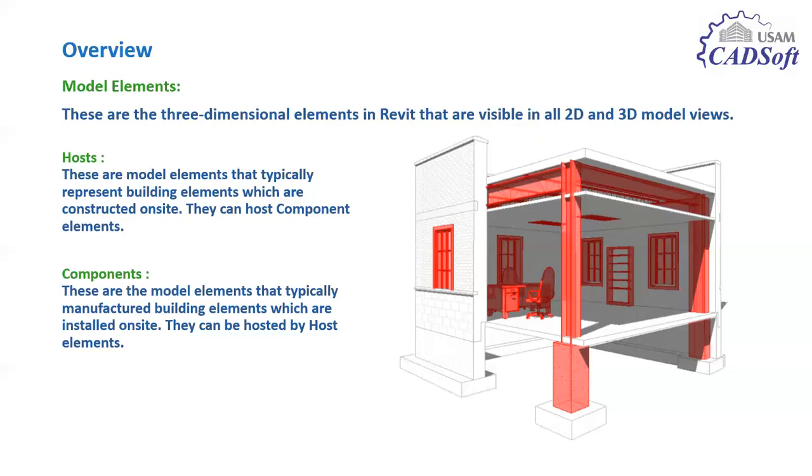The components are nothing but the elements which are manufactured and brought to site, or maybe prepared somewhere else and then arranged or installed on the site. For example, you can see the elements marked in red. These are the components, and the elements which you see in white are the host elements. So these are the model elements.